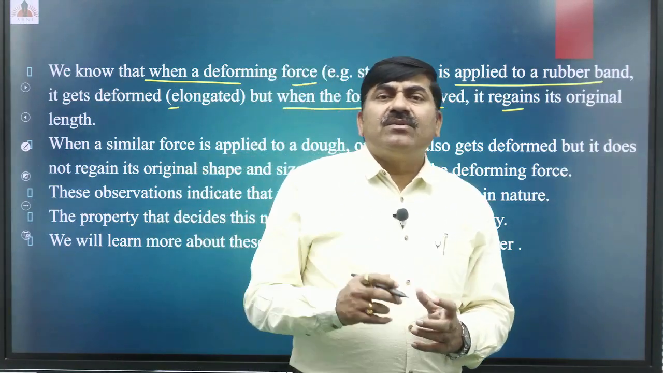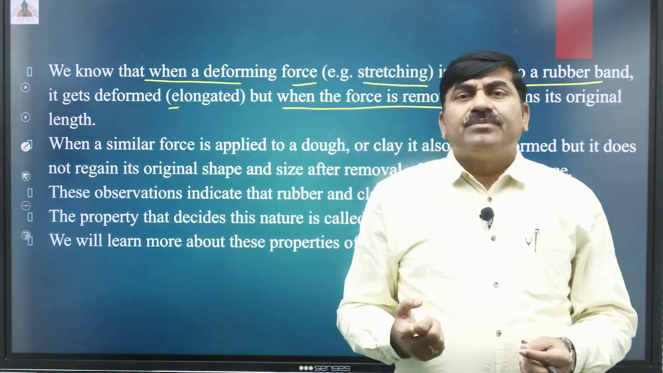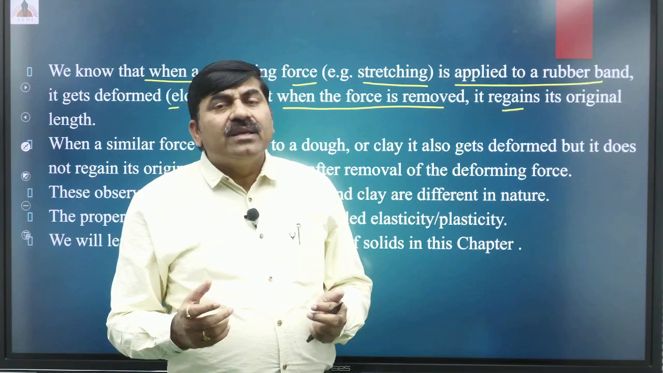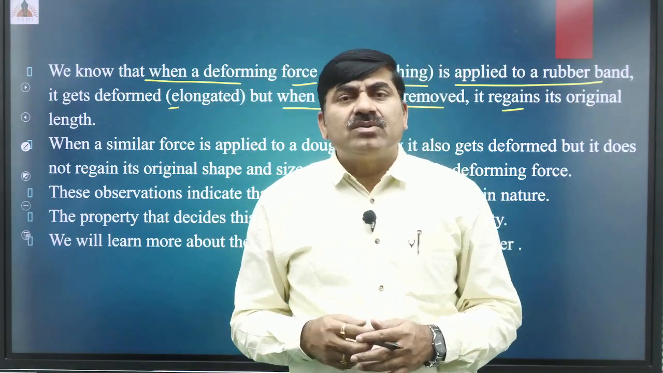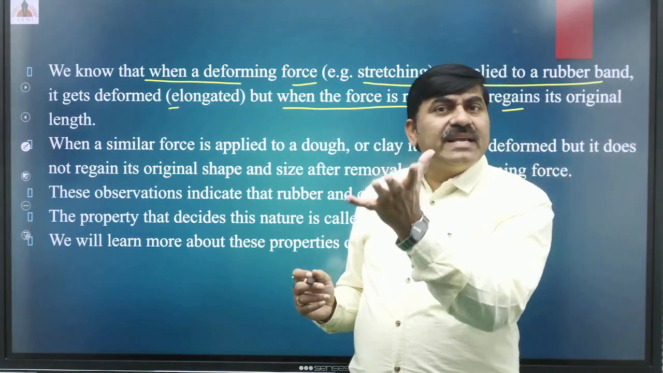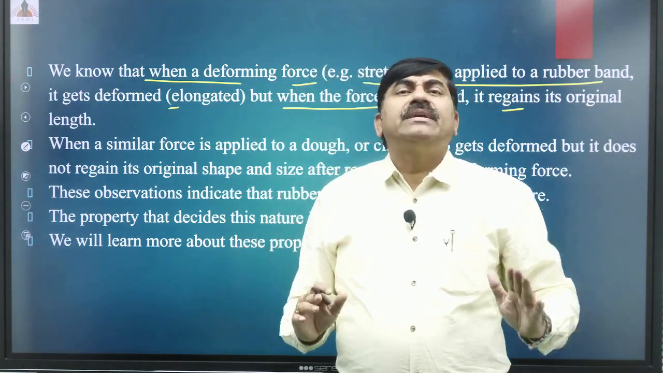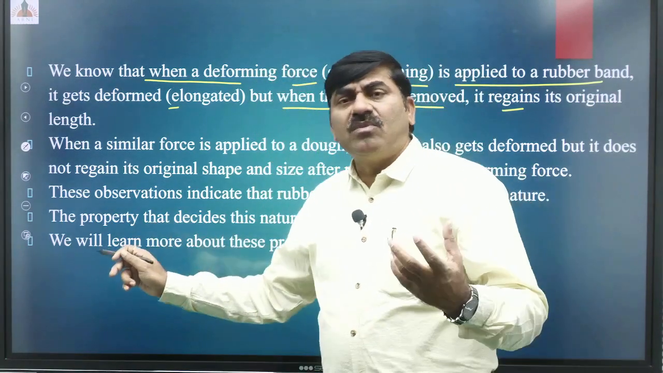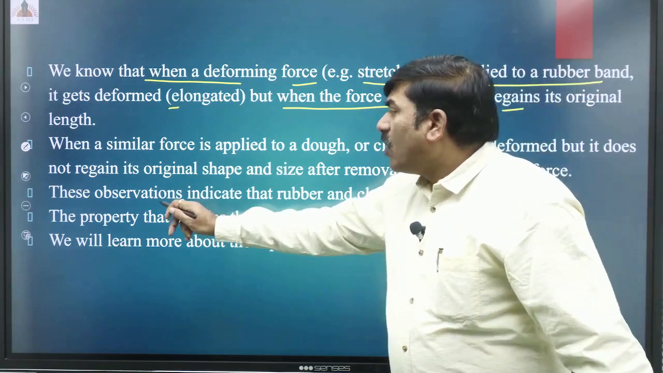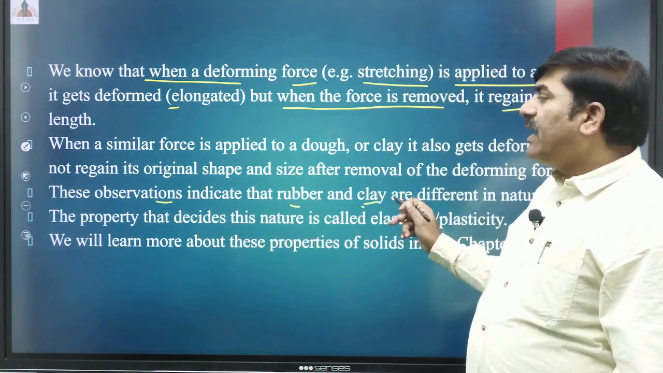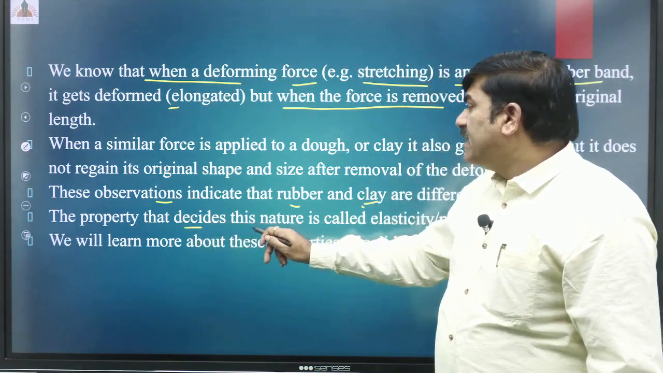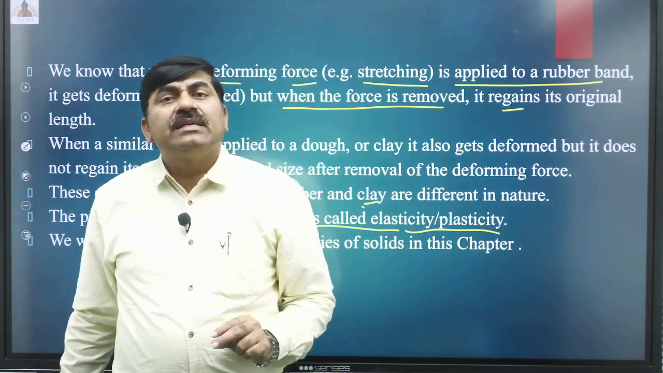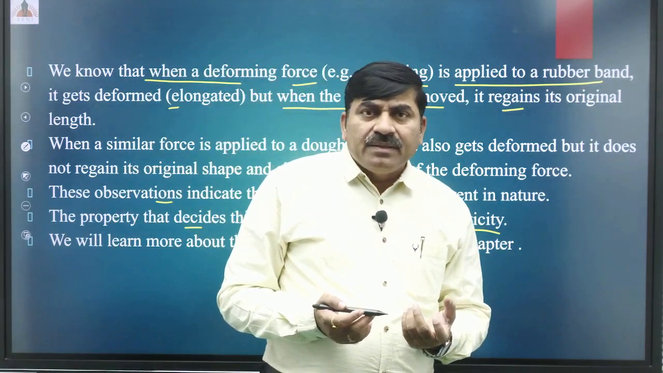If we apply an external force on putty or plaster of Paris, then a permanent shape change happens, and that is why POP is used for making designs in our houses, because once you make a particular design, it will be a permanent shape and size. So, if the external force is more, the deformation is more, and the observation included that for rubber or clay or putty, the property that decides the nature is called elasticity or plasticity. So, there are two things, elasticity and plasticity.